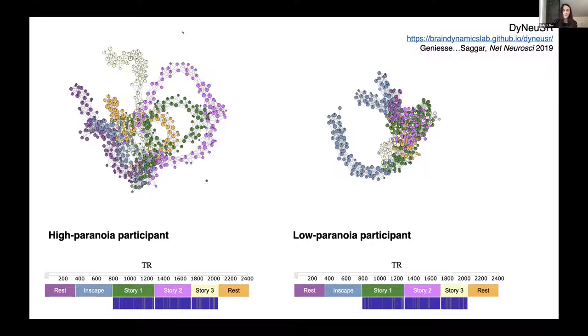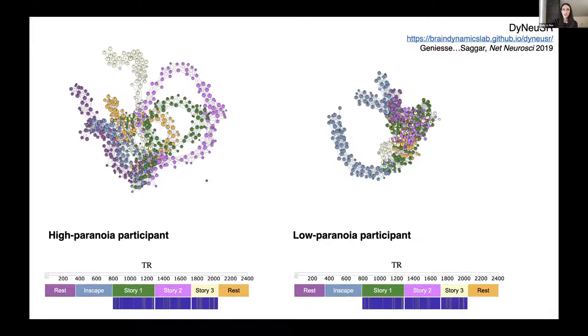The resting state run is in dark purple here, and the abstract visual stimulus is in blue. The story is split into three parts: dark green, pink, and beige, followed by another resting state run after the story. Everyone's getting the exact same perceptual input in the form of this story, but they might be forming different impressions as they're listening. This subject on the left has high trait paranoia.